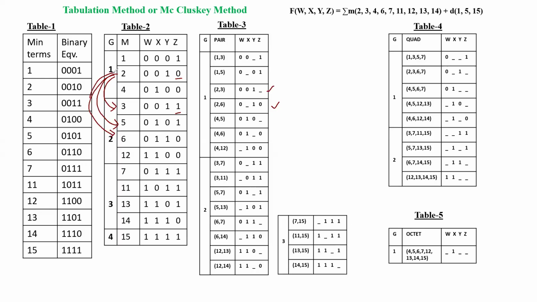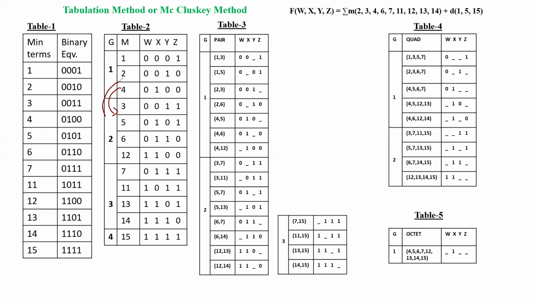Next, if you compare 2 with 12, it is not possible. 3 bits are changing, so that pair is not possible. So when only one bit is changing, that combination we are going to choose. After 2, next we have 4. So 4 we are going to compare with 3. If it is possible, we'll make the pair, which is not possible here.